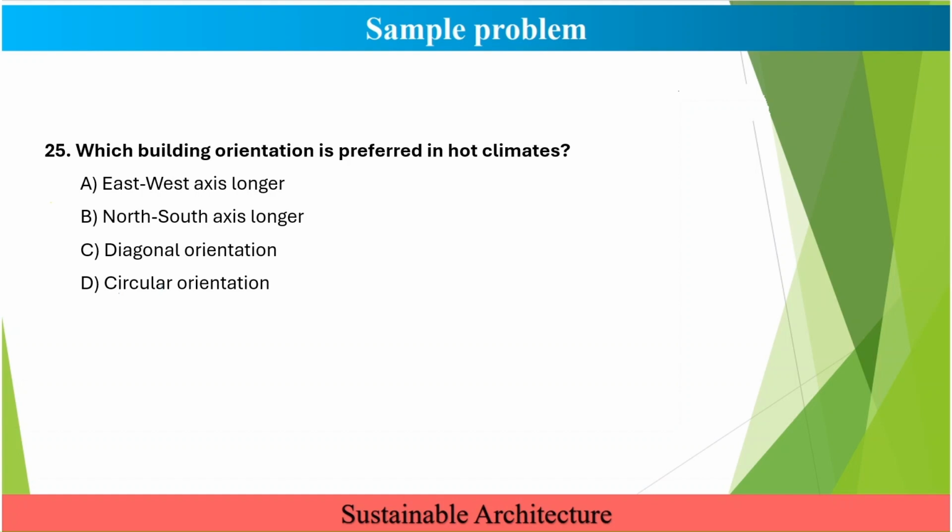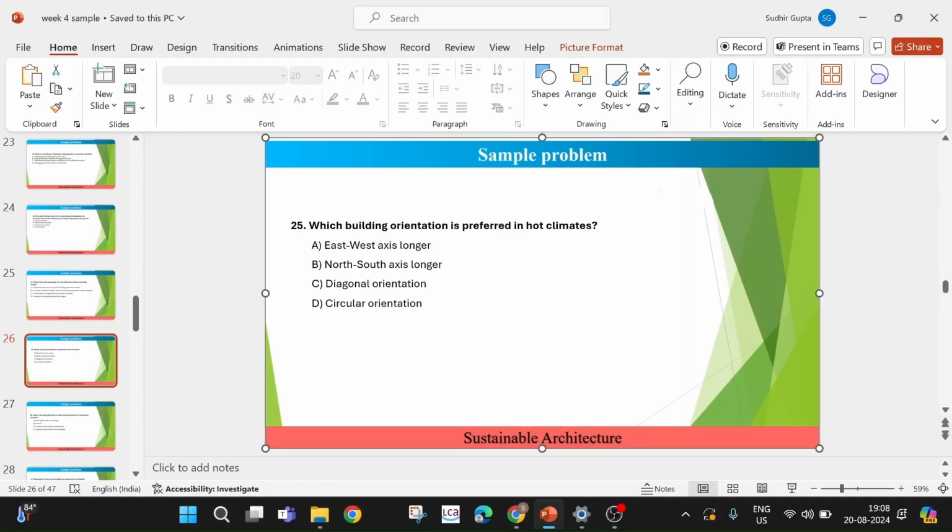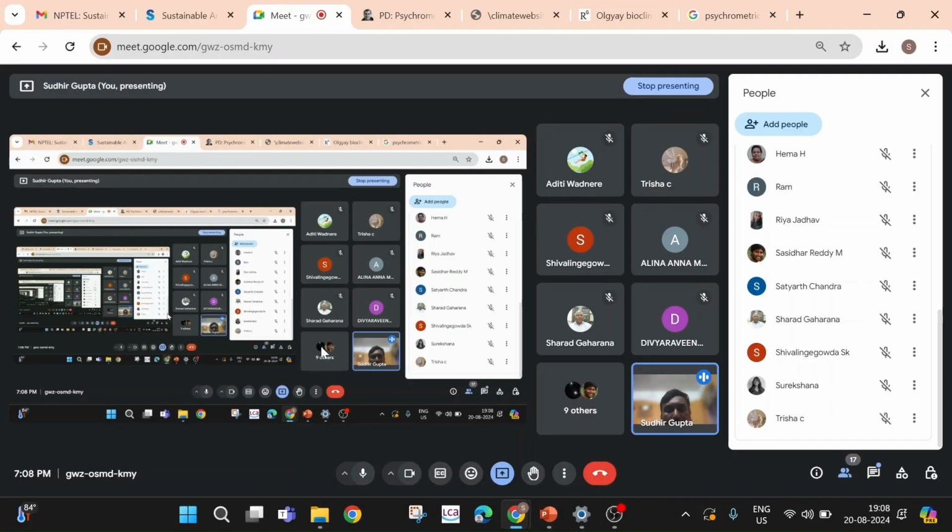So when you want to minimize your solar radiation gain into the buildings, in which direction should your longer axis be? Yeah, north south only. So which answer is the right answer for this? B. So it is B. Is that now clear to you? Yes, sir. And what about others? Let me see. Is that clear to all of you?